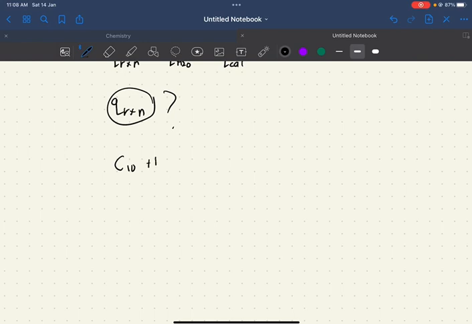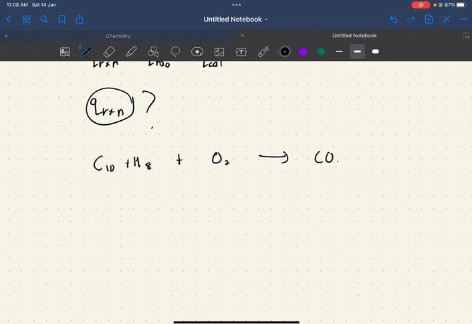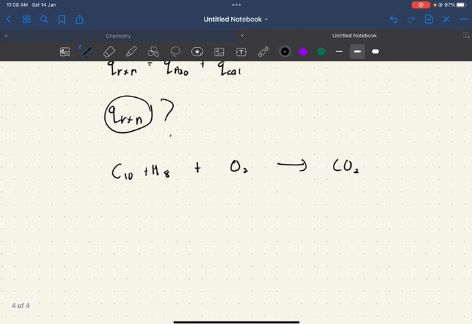C10H8. Since it was combusted, we add O2. And we got carbon dioxide and H2O. And we balance this first. 12, 4 H2O, and 10 carbon dioxide. Okay.